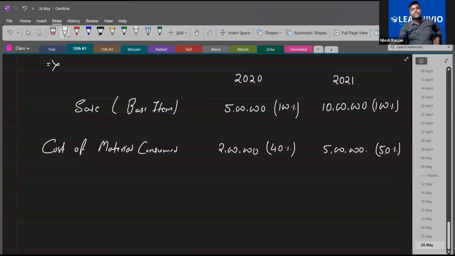Now, by seeing this, what do you think? What happened here? Is this good for the company or bad? You have 4 pieces of information: sale of 2 years and cost of material consumed of 2 years. We have converted all these into percentage and now you have the information. So you tell me what it seems. Is it good for the company or bad? Anyone who wants to say something?